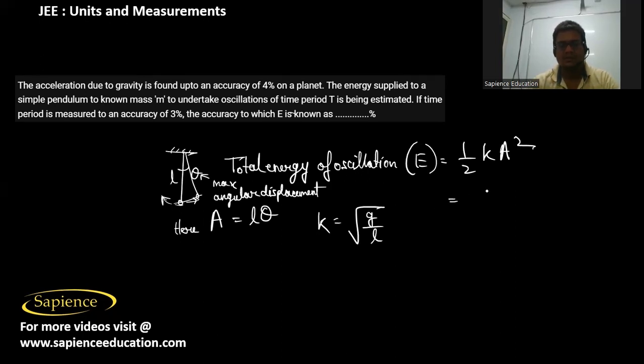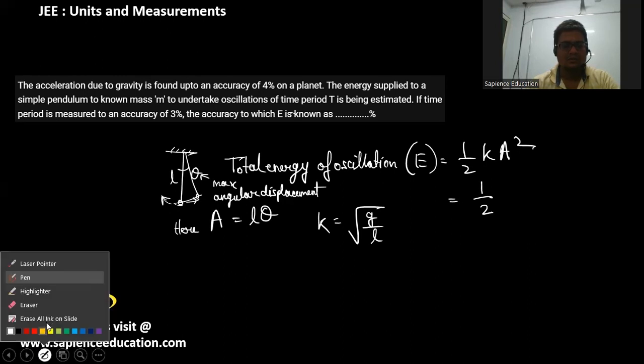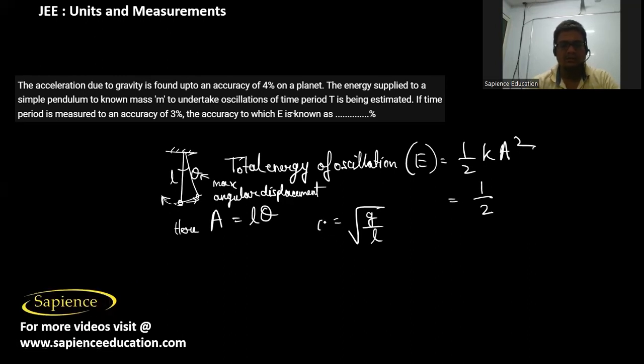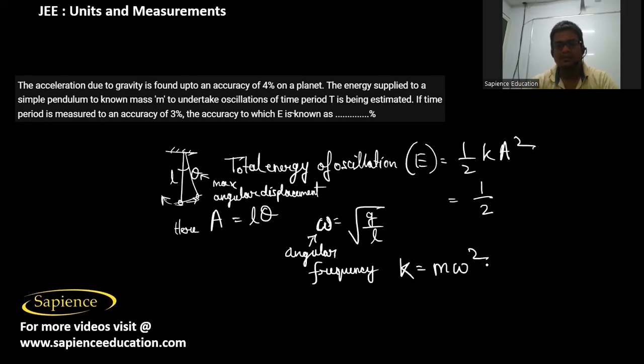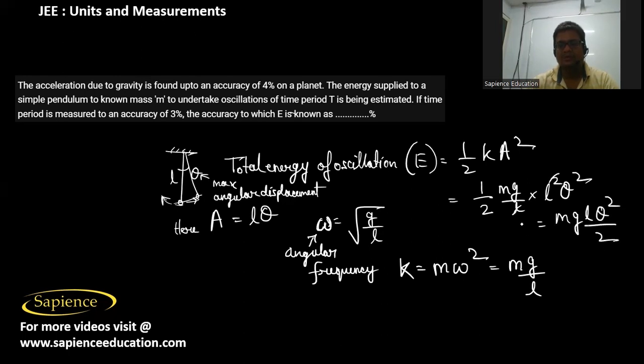So now, therefore, the total energy of oscillations will be equal to half K. Now, sorry, there is something wrong. Omega equals root over g by L. Omega is called the angular frequency of oscillation. So that is root over g by L. And K equals m omega square. So it will be mg by L. It will be half mg by L into a square, which is L square theta square. So then we will get mgL theta square by 2. So this is equal to the total energy of oscillation.